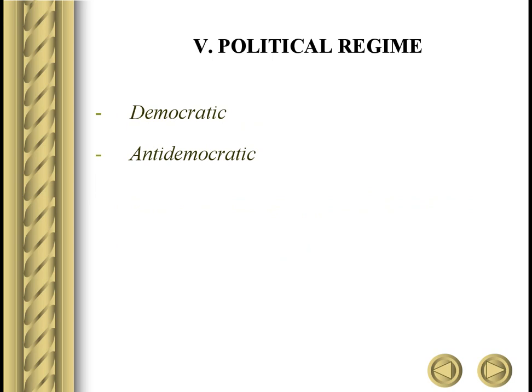Anti-democratic is the opposite of the democratic process of democracy, especially by the use of force. So in this form, the citizen may be limited or has no right to participate in elections to choose the person who controls the state.